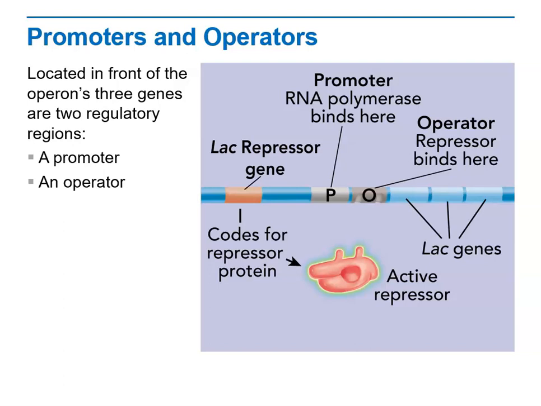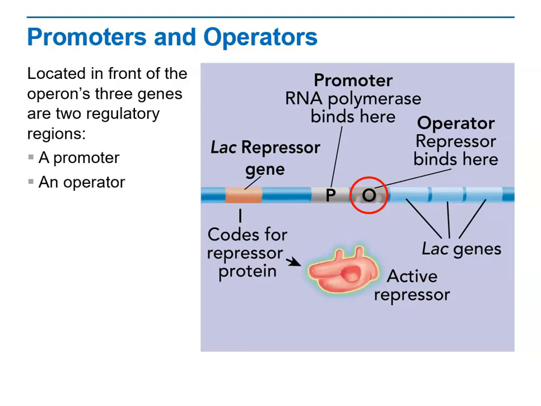On one side of the operon's three genes are two regulatory regions, a promoter and an operator. The promoter is a site where RNA polymerase can bind to begin transcription. The operator site is where a DNA binding protein known as the Lac repressor can bind to DNA. When the repressor is bound to the operator, RNA polymerase cannot move along the DNA and reach the genes. In other words, the repressor is like a roadblock.